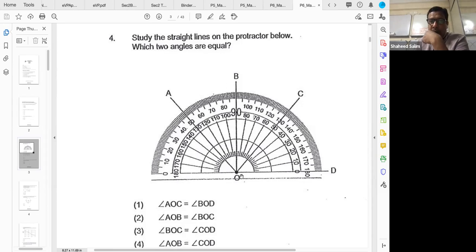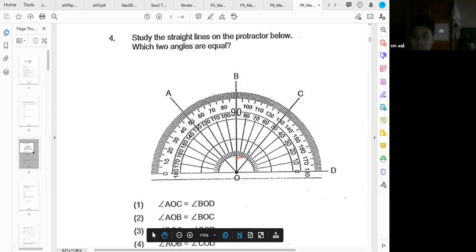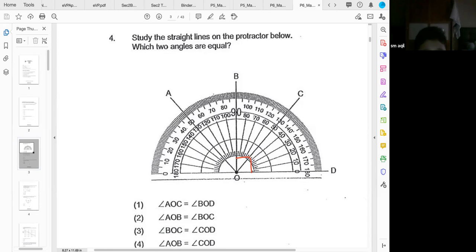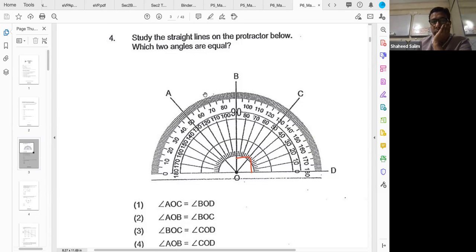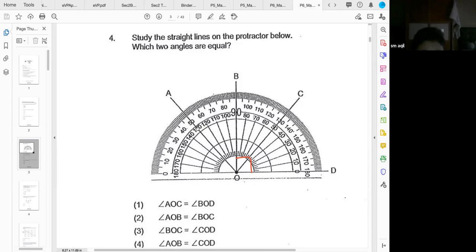BOD. Have you calculated, Akil? From here to here is 90 degrees. Can you see? BOD. What's the answer? This one is like using a protractor, right? But I never use a protractor, sir. You must count now. I last used it last year.